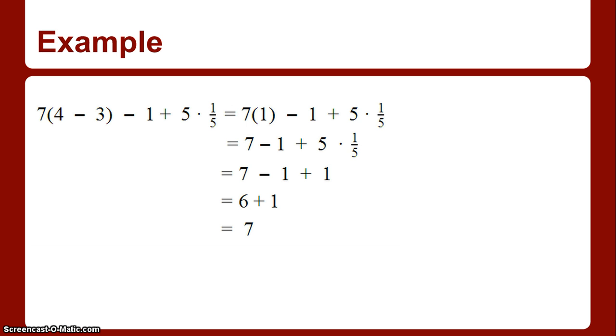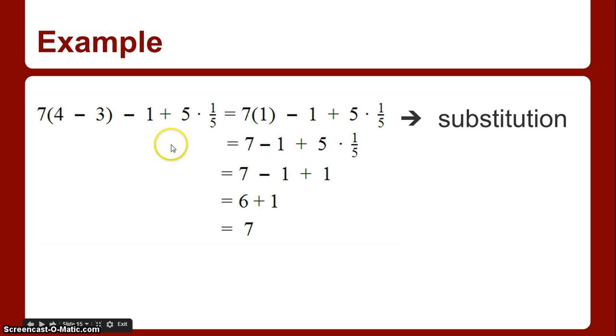Okay, almost done. Here's an example. Here is an expression that we're simplifying. Notice right here, 4 minus 3. The first thing you do is that subtraction. It's order of operations, and it's 1. 4 minus 3 is 1. That's substitution. We substituted 1 in for 4 minus 3 because they are the same thing.